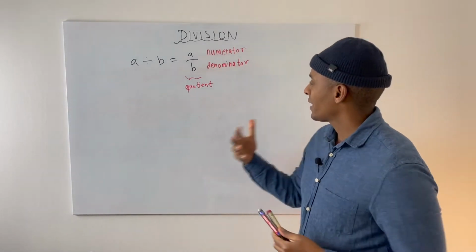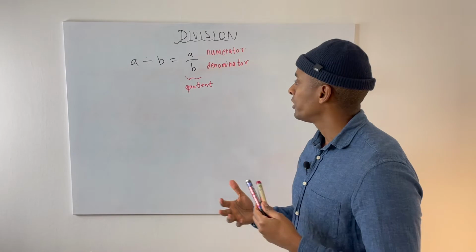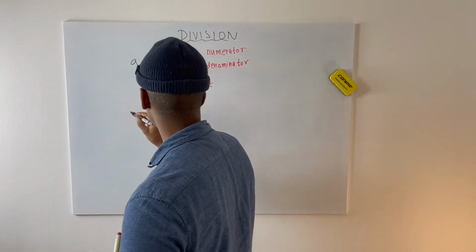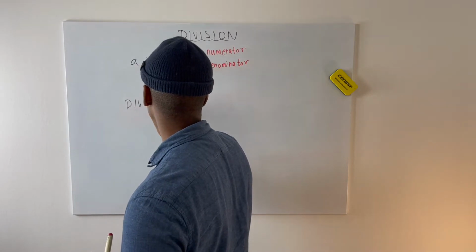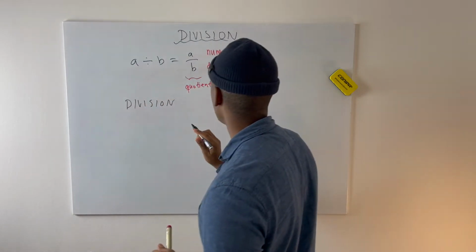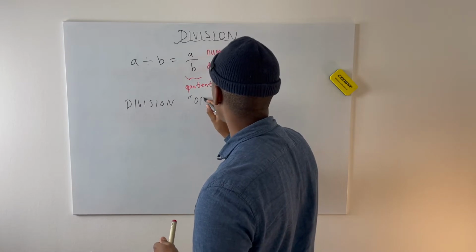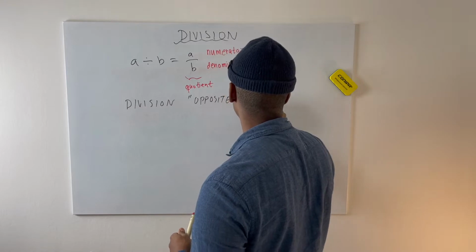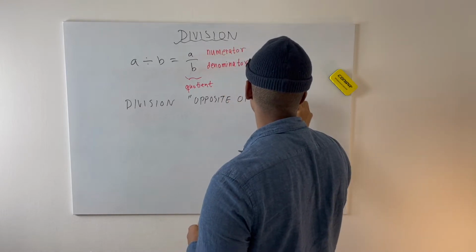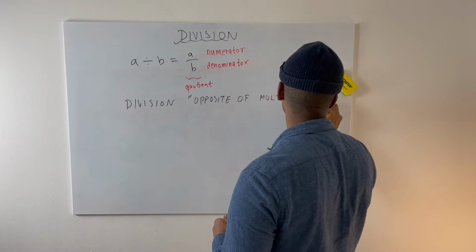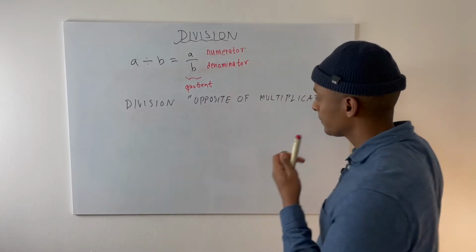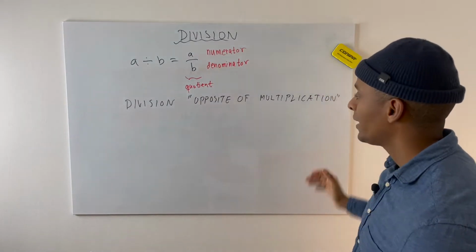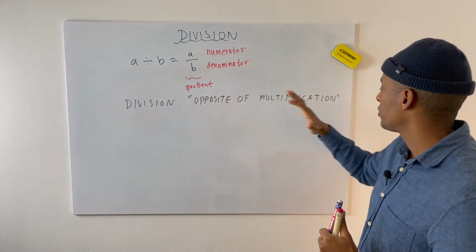So how can we understand division? How can we get some kind of intuition? I want you guys to think of it this way. Division is the opposite of multiplication. I'm going to explain what I mean by that. But think of division as the opposite of multiplication.